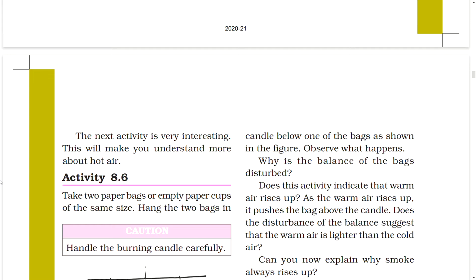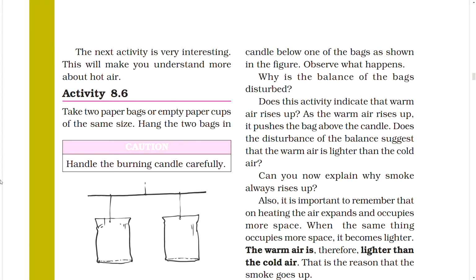Does this activity indicate that warm air rises up? As the warm air rises up, it pushes the bag above the candle. Does the disturbance of the balance suggest that the warm air is lighter than the cold air? Can you now explain why smoke always rises up?